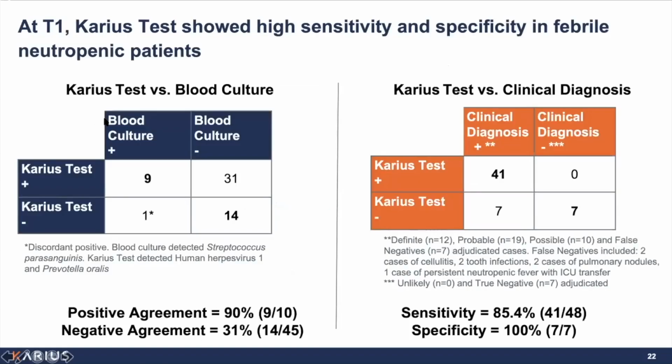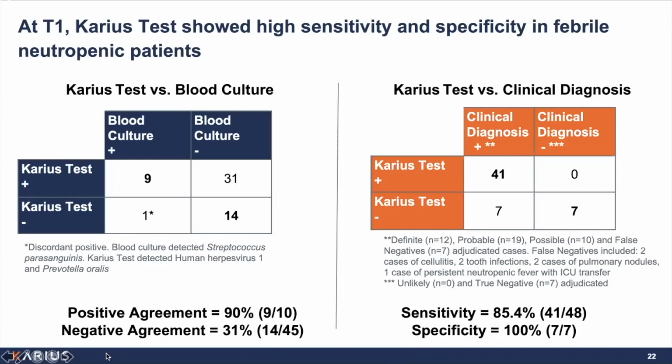So how does this translate into the performance of the Karius test at a time of fever onset? To the left, we have the comparison of Karius test and blood cultures. That translated into a positive agreement of 90% and a negative agreement of 31%. And this is because in 31 of 45 cases, we had a positive Karius test. So Karius found an organism that blood cultures did not find.